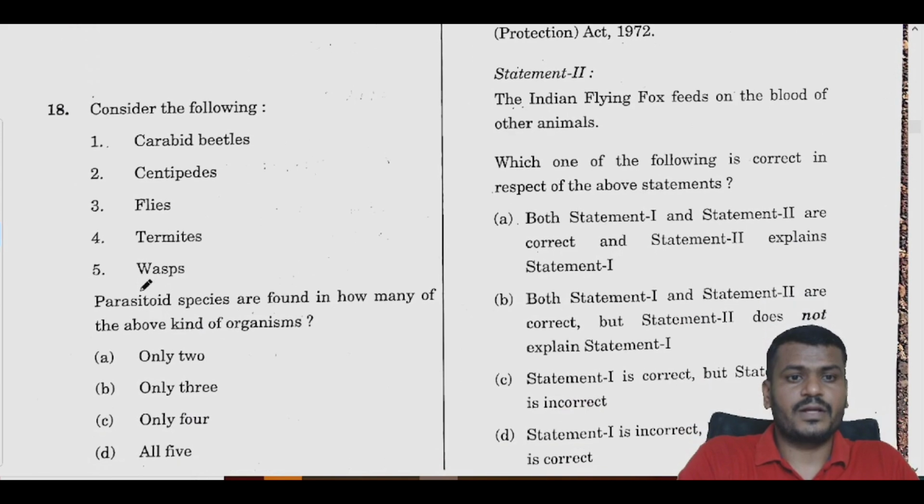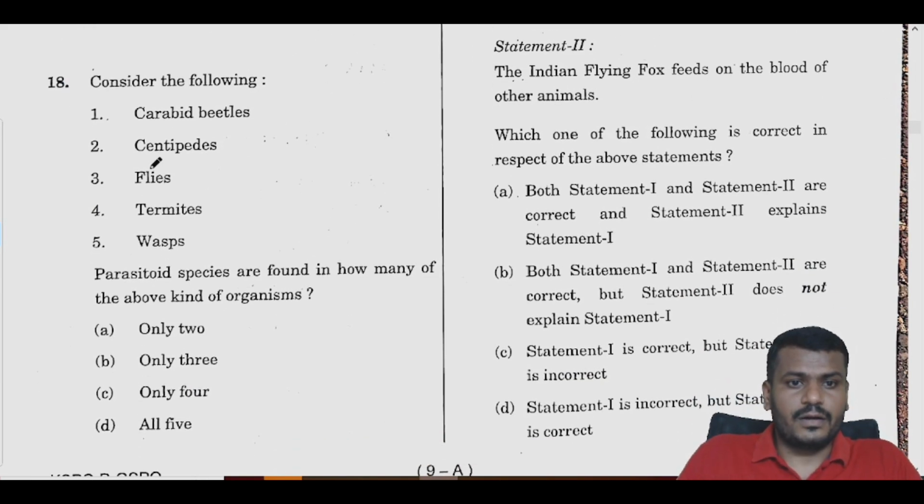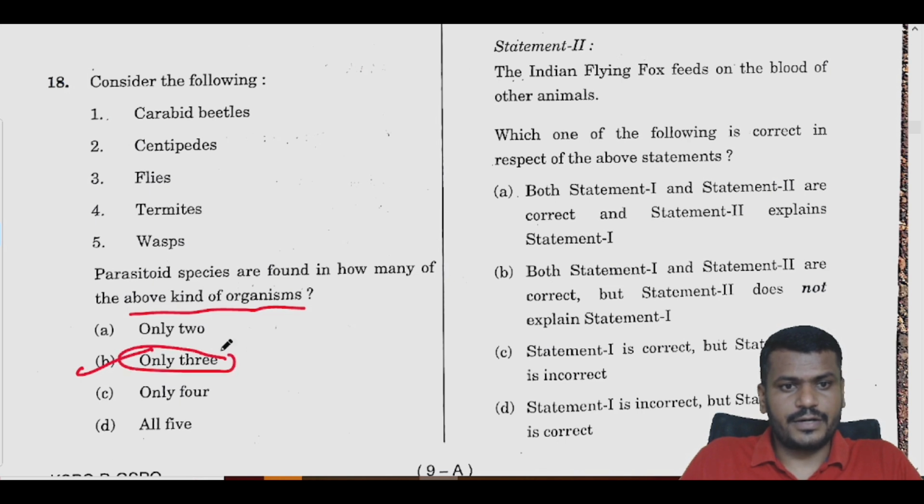Next, consider the following statement. Carabid beetles, caterpillars and flies, termites, wasps. Parasitoid species are found in how many of the above kinds of organisms? That is the 18th question.